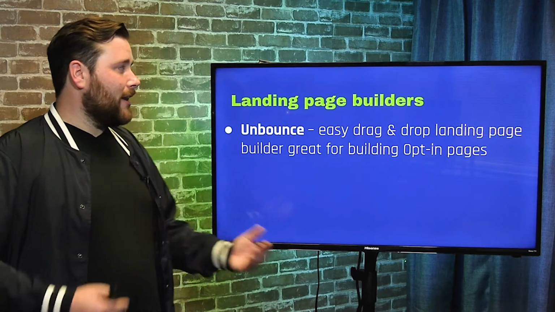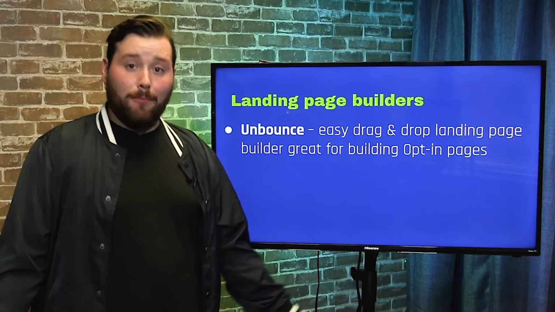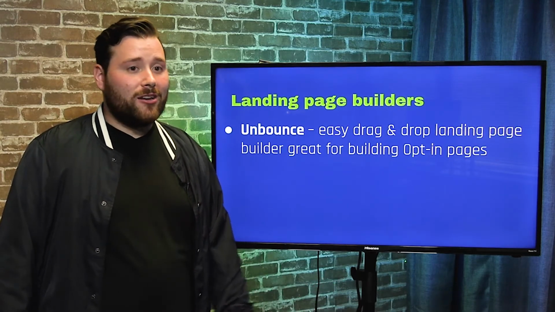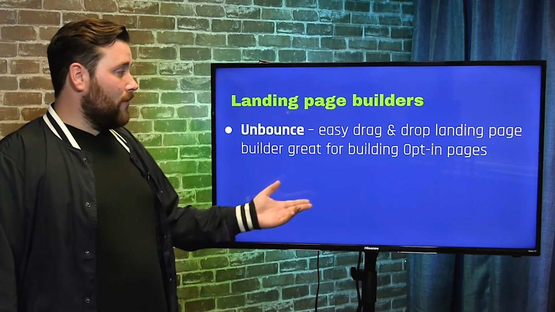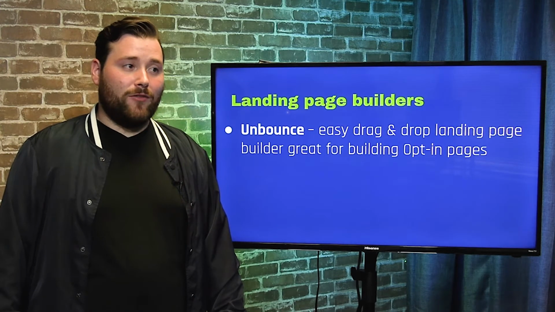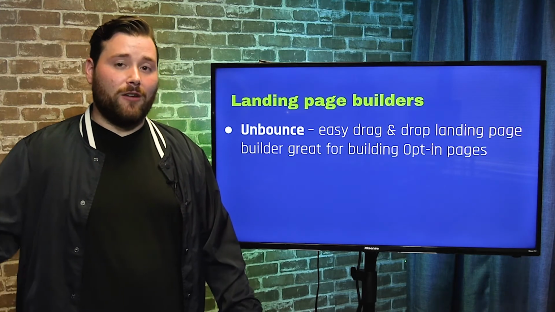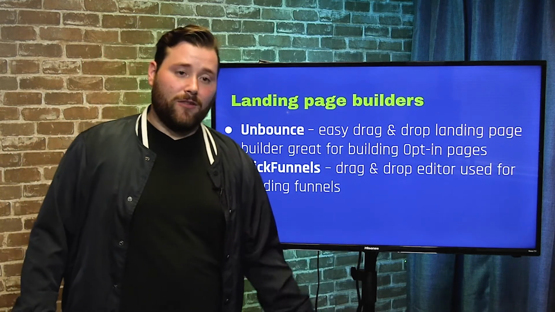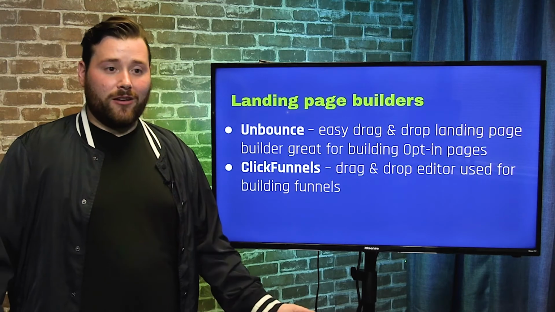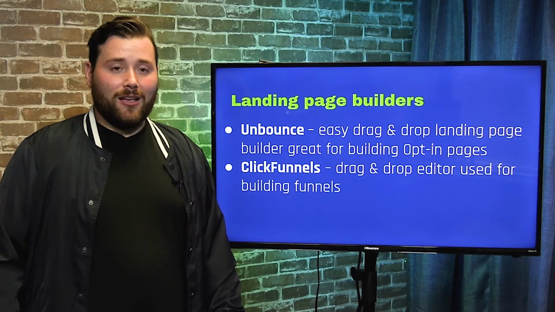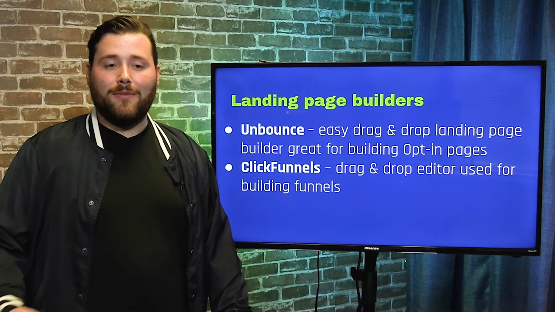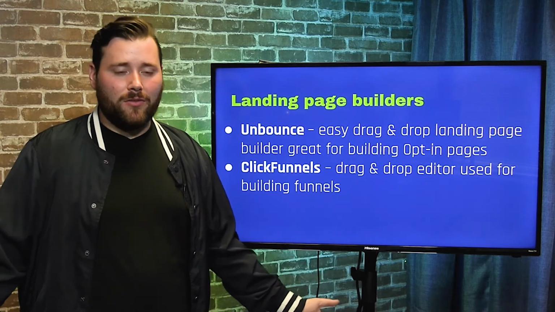So what are the different landing page builders that we use? Well, we use Unbounce. It's super easy. It's an easy drag and drop landing page editor that is great for building opt-in pages. If you're just trying to get opt-ins, it's great. If you're looking to build out fully fleshed out funnels, you're going to want something like ClickFunnels. It's a drag and drop editor, and you can add upsells and downsells. You can build an entire funnel within ClickFunnels and take payments and everything. It's like $99 a month.